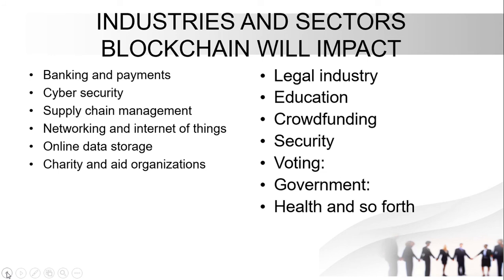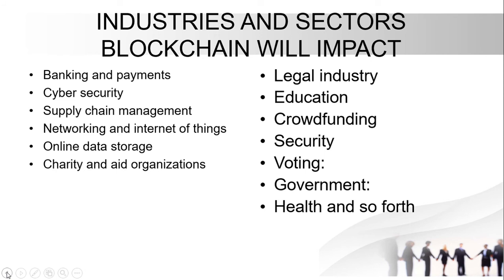So these are different industries that this sector, this blockchain, will make a huge impact on, and they're already happening. Banking and payments: JP Morgan the other day took a very bullish action for Bitcoin, integrating crypto into JP Morgan. Cybersecurity, which is very important. Supply chain management, you'll be able to track goods from the point of production to the point of distribution to the consumers. Like online data storage, we have charity aid organizations now.